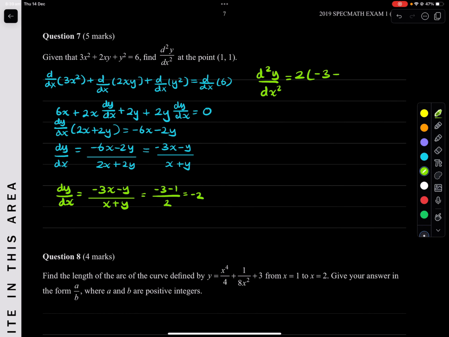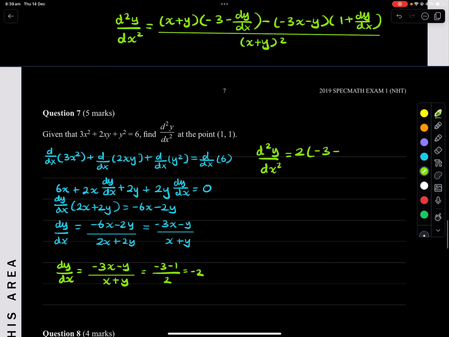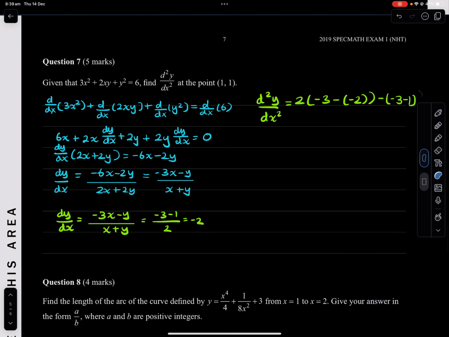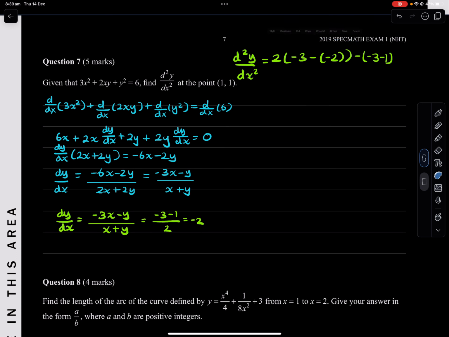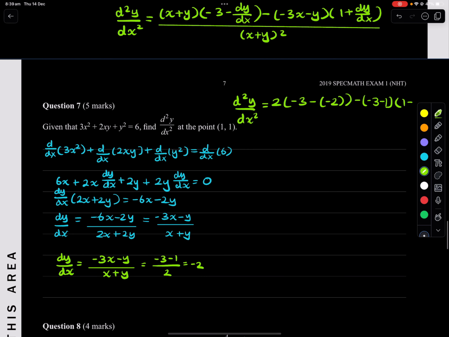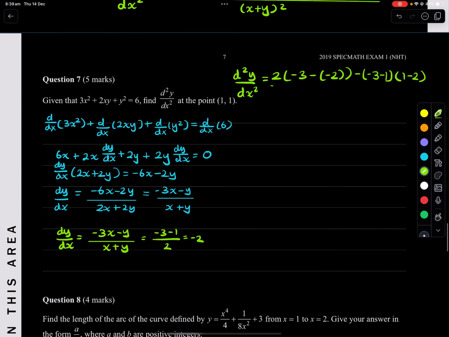So it'll be negative 3 minus negative 2, minus negative 3 minus 1. Oh, it's a lot. It's very, very large, to be honest. I'm just going to put it over here so I can write more. So dy/dx is just negative 2. Yep, all divided by 1 plus 1, which is 2, and we're squaring it, so it'll be 4.